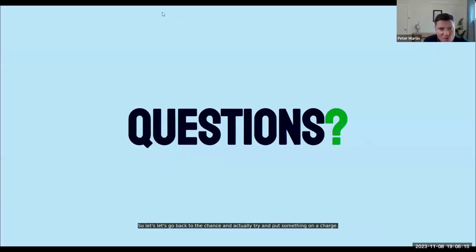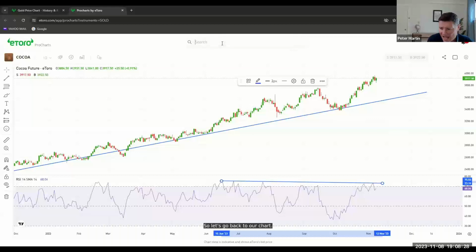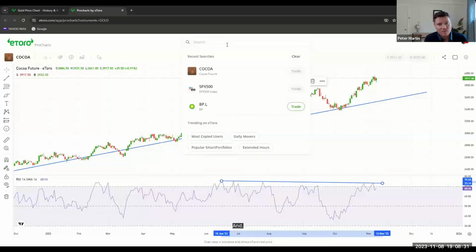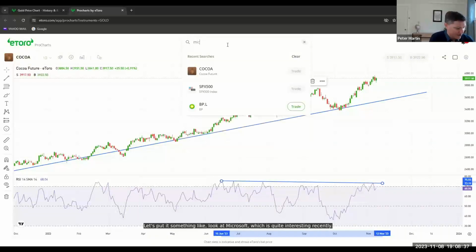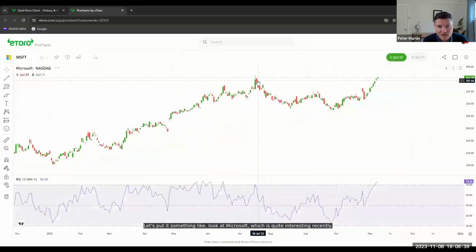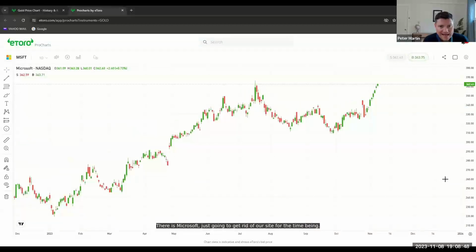So let's go back to the charts and actually try to put something on a chart. Someone else asked, can you make an example using multiple different indicators for an experiment? Yes, I can. So let's go back to our chart and have a look at Microsoft, which is quite interesting recently. So here's Microsoft. I'm just going to get rid of the RSI for the time being. Okay, let's put on a couple of moving averages, because we're talking about moving averages.